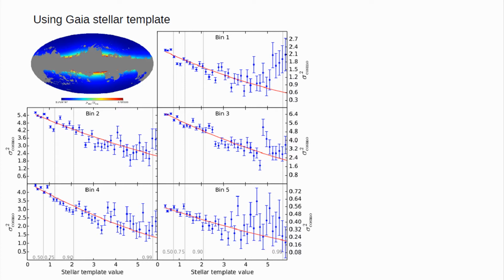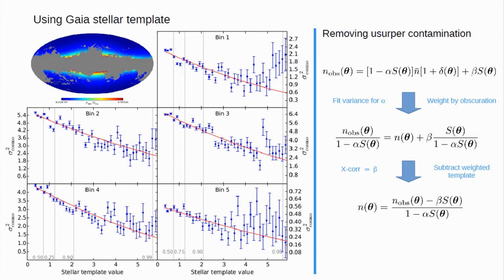Okay, so with all this information, how do you actually correct your map for obscuration and contamination? So first, you start with this kind of equation, you fit this relation for alpha, and you use this value to invert this equation, right? So you take the observations weighted by the obscuration factor here, and you get this kind of effect. And now, since you don't have the effect of obscuration anymore, you can do the cross-correlation that people usually use to measure contaminants, right? So you cross-correlate the resulting map with this weighted template, and you get a measurement of beta, and then you just subtract the beta, and you have this. So this is the final estimate of your true galaxy density, okay?